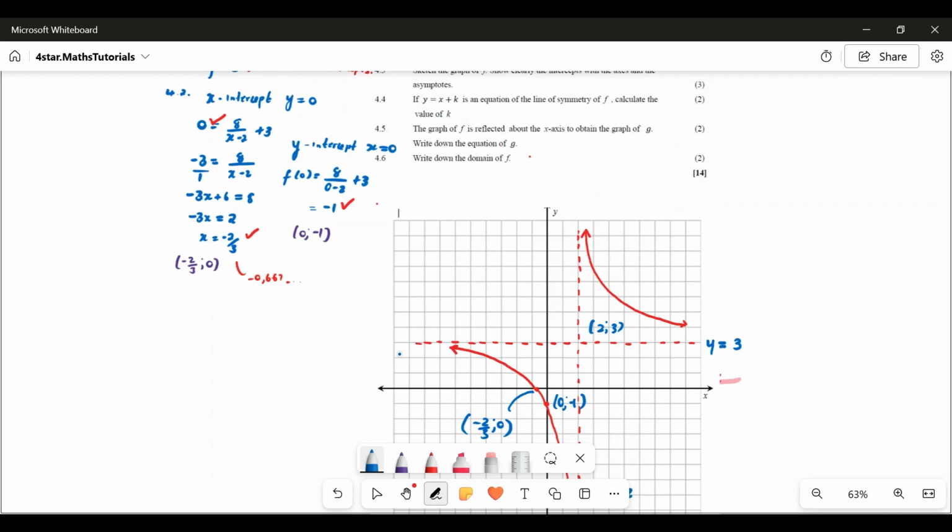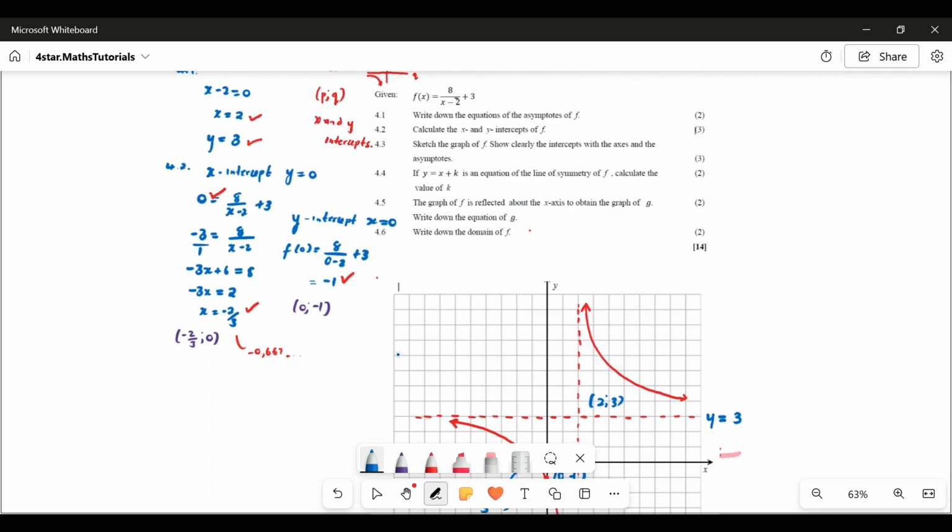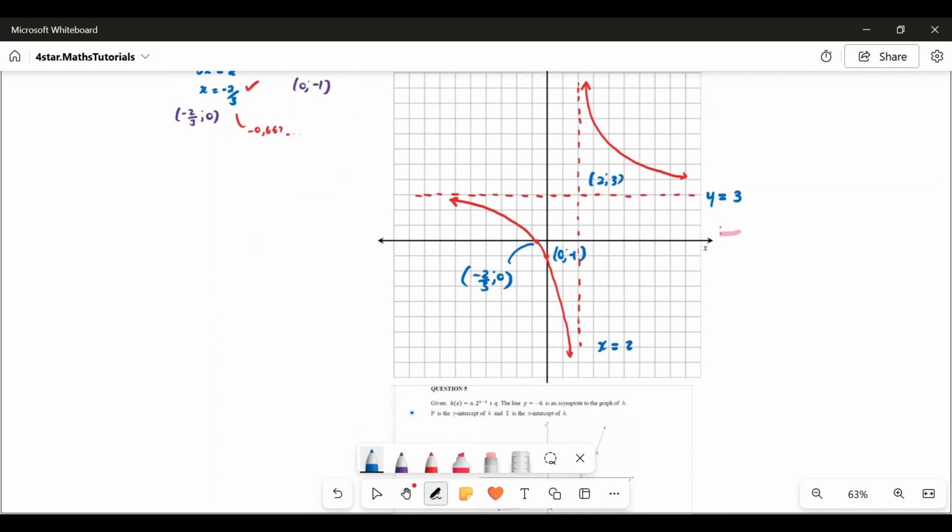Then let's mark. So how many marks? 3 marks. So let's mark 1 mark for the intercepts, both x and y intercepts. Then 1 mark is for the asymptotes. Then 1 mark is for the shape of the graph. Then it's 3 marks.